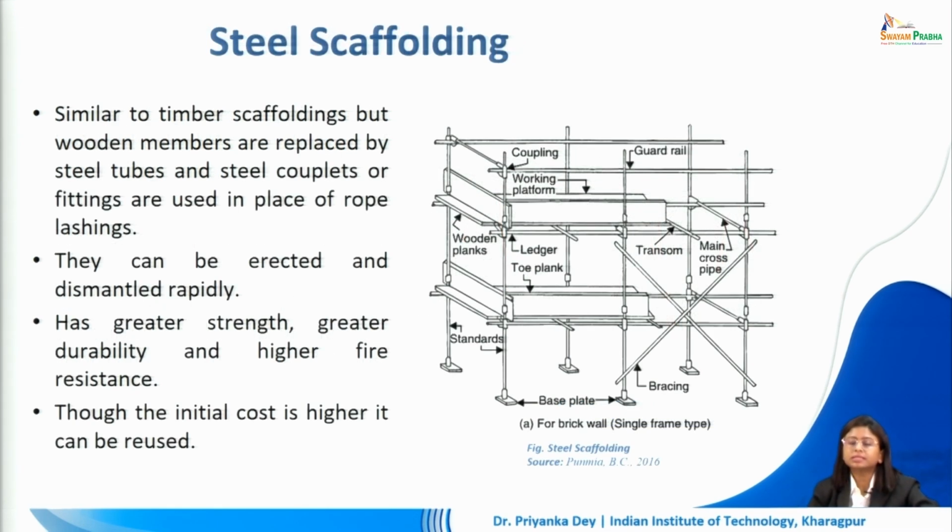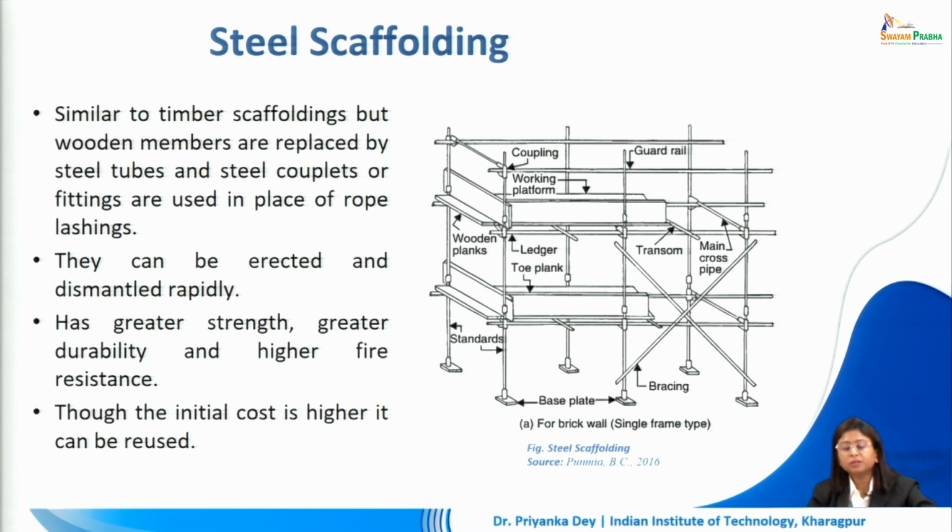Now then comes the steel scaffolding. The previous types that we were studying, we were paying greater attention to timber type of scaffolding. So similar to timber scaffoldings, we can also replace these wooden members. Concept remains very similar, but we replace the wooden members with the help of steel tubes and steel couplets or fittings, and instead of rope lashings or cloth lashings, we are using steel couplings and fittings to hold the different members in position. Now the advantage of steel scaffolding is that they can be erected and dismantled very rapidly.